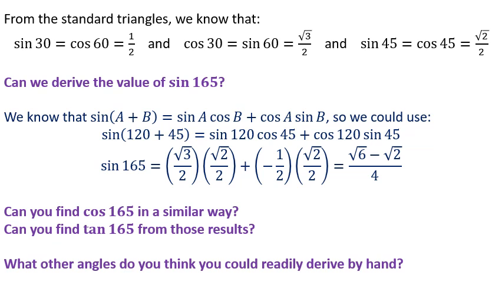And then I'd encourage you to have a think about what other angles could readily be derived by hand. If there's a certain few that you've got that you know, which ones could you construct if you had to by combining angles that you know? And which angles feel like you wouldn't be able to get them at all, no matter how much you manipulate and add your angles together?